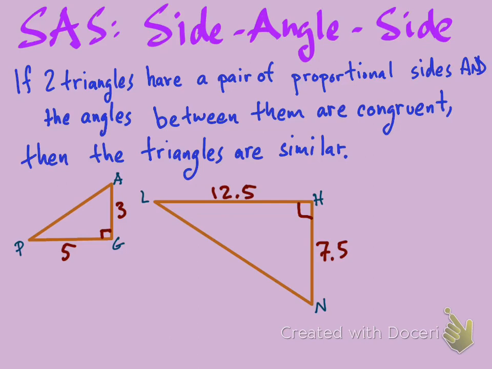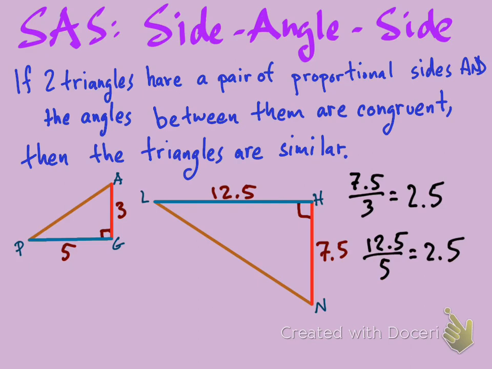Okay, so what we got to do to test if they are similar is make ratios of corresponding sides. So I'll take the shortest leg first. 7.5 over 3 equals 2.5. And now I'll test the longer leg. That's 12.5 over 5. And again, I'm going big number over small number. I get the same ratio there, 2.5.